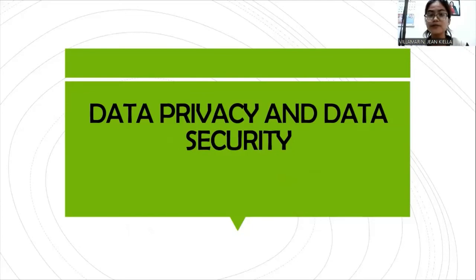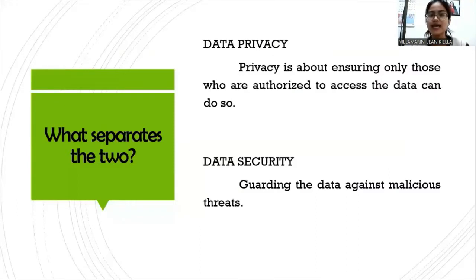The next topic that we are going to discuss is data privacy and data security. So data privacy and data security are two different things. Although they are both related to data, they are different in some ways. First of all, when we say data privacy, it is about ensuring that only those who are authorized to access the data can do so.